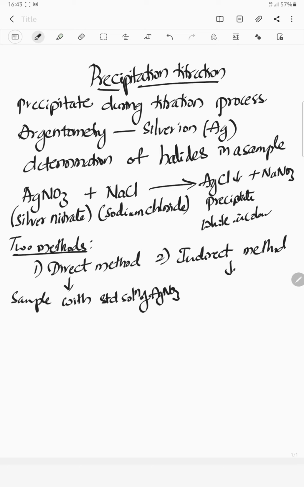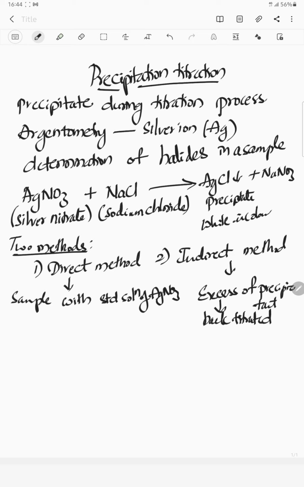In case of indirect titration, an excess of the precipitant, that is silver nitrate, is added, and that excess is back titrated in case of the indirect method.